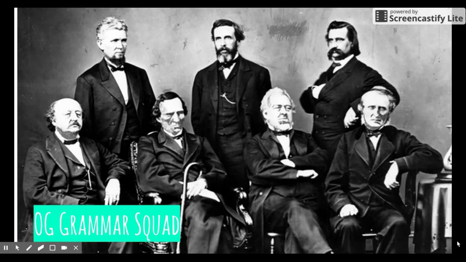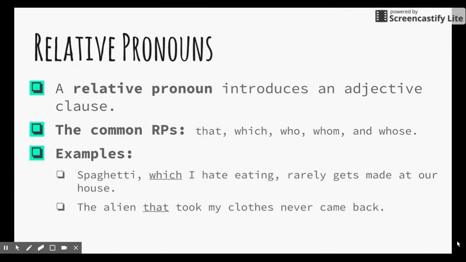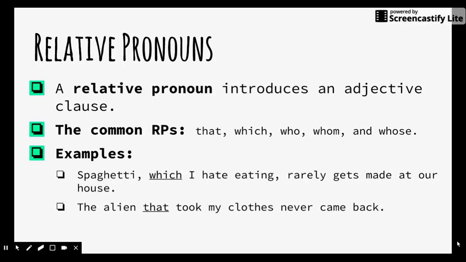So we got two more to go. Hang in there. Relative pronouns. Okay. Relative pronouns introduce an adjective clause. Now that phrase itself, adjective clause, can be a little bit intimidating, but don't be afraid of it. I'm going to explain it just fine.